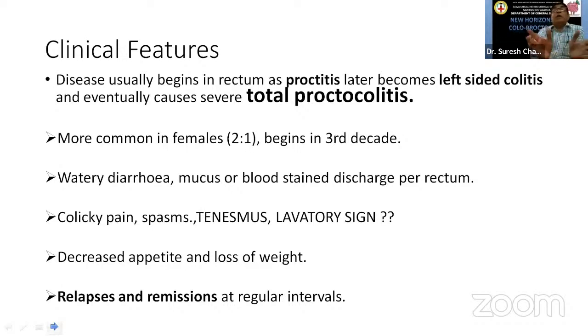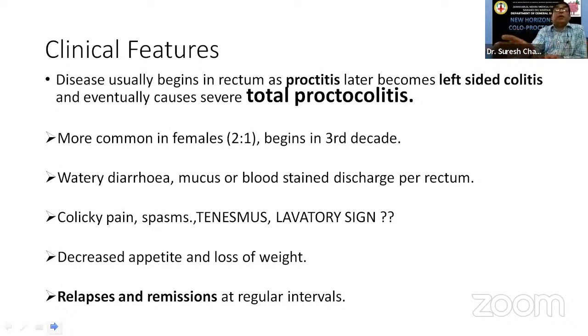Now, again, my PGs are attending this CME. What is the lavatory sign? You may not know, but I will tell you. In the lavatory sign, the patient gets the urge to defecate but does not have any defecation because of perirectal spasm, or any perirectal inflammatory condition, or mucosal inflammation. The patient gets the urge to pass a motion without defecation. So that is the lavatory sign. In other words, you can call it tenesmus. In tenesmus, you can have fecal matter sometimes or not. So tenesmus is also called the lavatory sign.